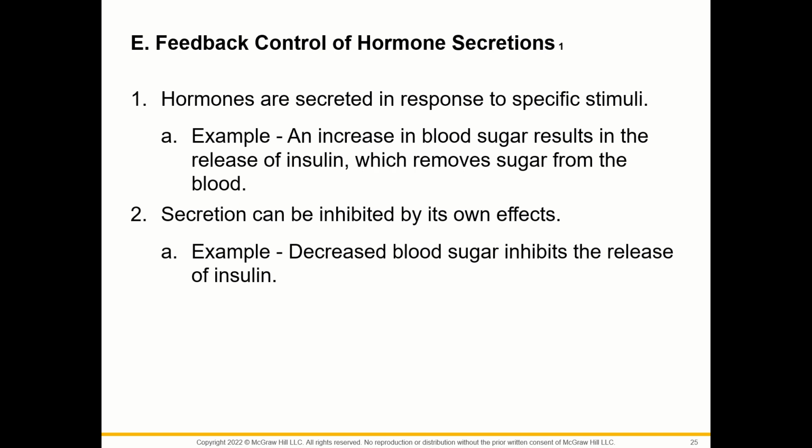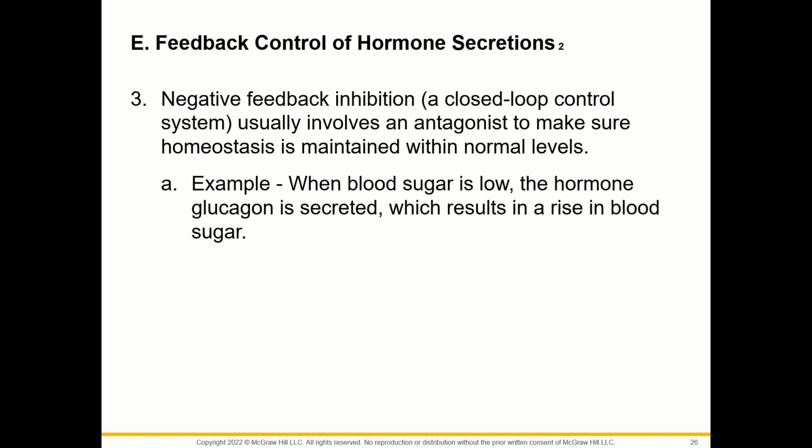Feedback control of hormone secretions. Hormones are secreted in response to specific stimuli. For example, an increase in blood sugar results in the release of insulin, which removes sugar from the blood. Secretion can be inhibited by its own effects. For example, decreased blood sugar inhibits the release of insulin.